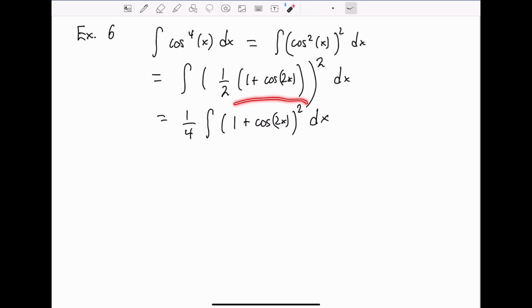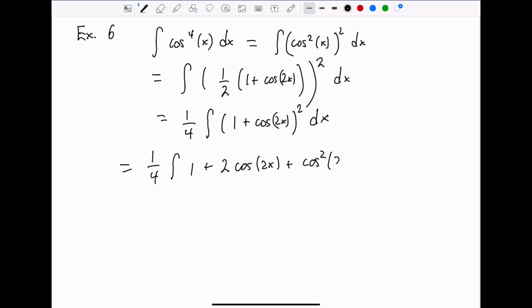Now I need to FOIL this quantity here, and I'm going to skip through the intermediate steps. If you feel a little bit rusty on foiling, then you probably want to pause the video, make sure that you can FOIL out this binomial, and if you do, you will get this expression. 1 times itself is 1. We have cosine of 2x plus cosine of 2x, so 2 cosine of 2x, plus cosine 2x times itself, cosine squared of 2x.